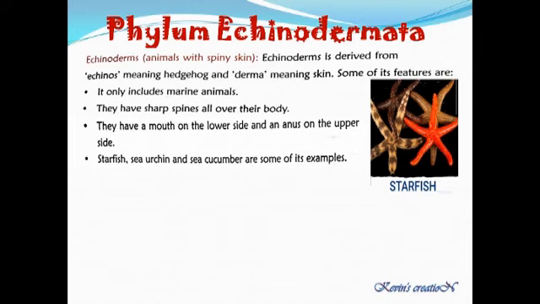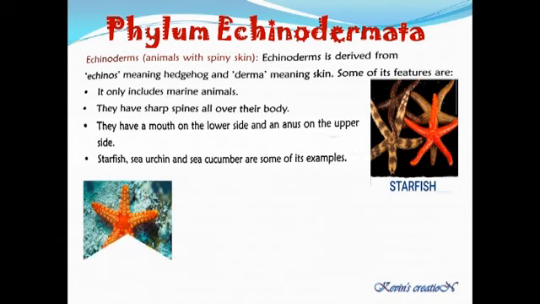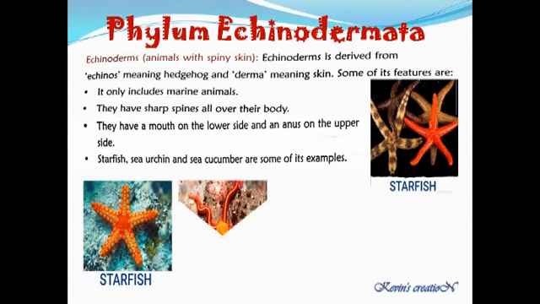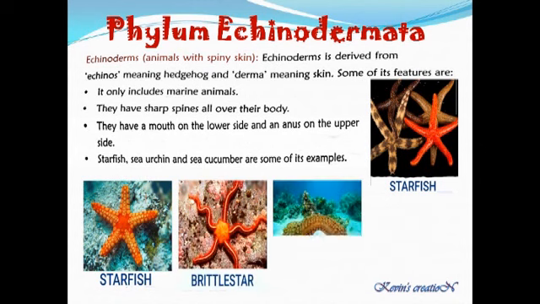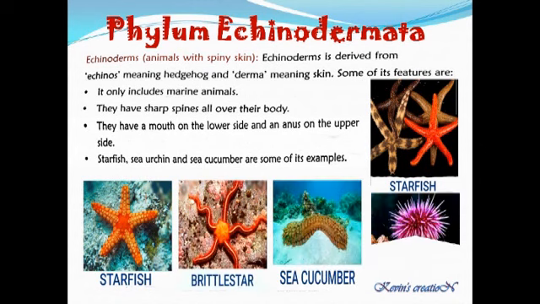They are marine animals. That means most of the animals you will see them in the sea only. They have sharp spines all over their body. Now they have got mouth as well as anus. Mouth is on the lower side and anus is on the upper side of the body. Now let us see the examples. So starfish, brittle star, sea cucumber, and sea urchin. Okay, so these also, they look very beautiful. So if you watch National Geographic and Discovery channels, you can see them.